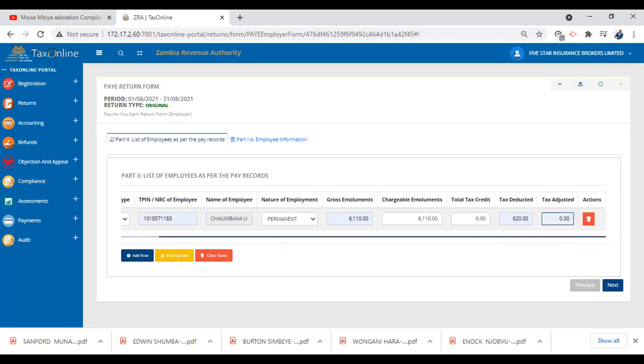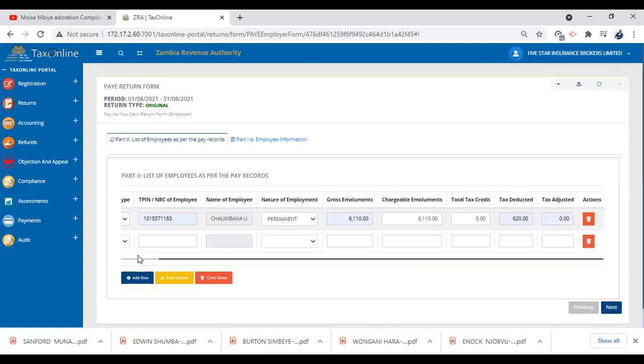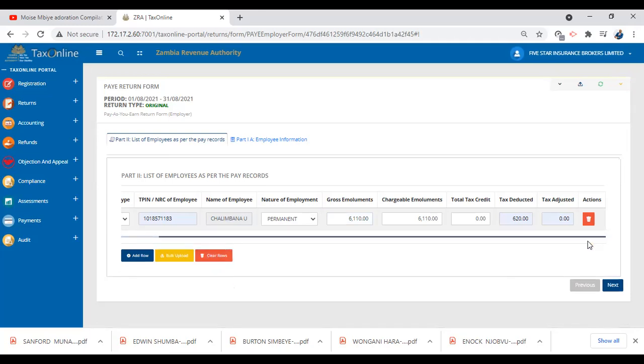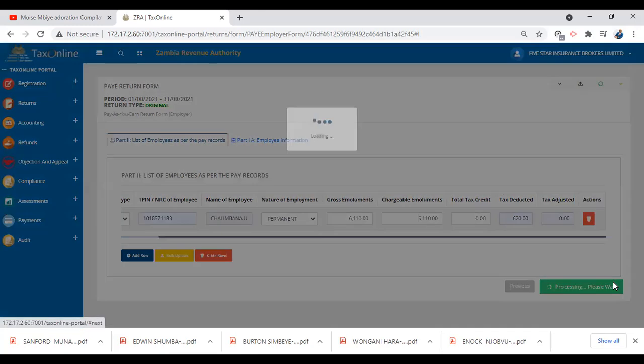So if you have another entry to do, you just add a row. You come here and add a row. Then you can put another individual in there, and another individual, and you put the figures as we have highlighted. If you don't need a row, you can simply delete. There is a delete function. Then if you have entered all of them, you simply say next.